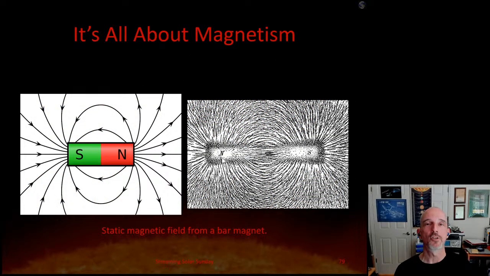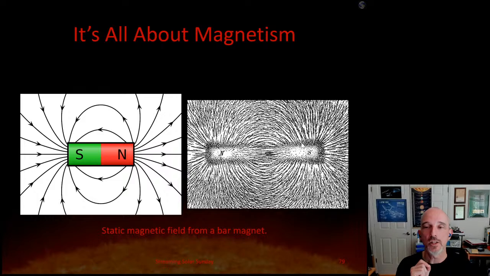So you've probably seen pictures like this, north, south. This could be like a simple bar magnet, like you might have used in science experiments in school. And you've probably seen pictures like this where the magnetic field lines are drawn. And here is a bar magnet hidden under a piece of paper, and magnetic iron filings were put on top. And if you tap that, it turns out the iron filings will arrange themselves along the magnetic field lines.